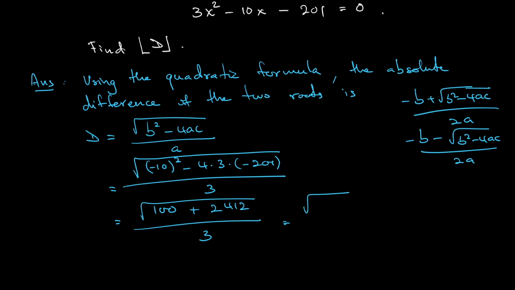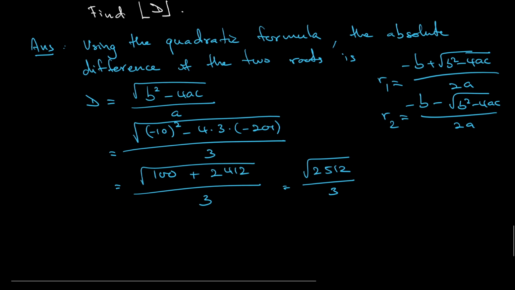Square root of, let me just write in front. Okay, this is the first root just in case. Okay, this is the second root, and then you just take r1 minus r2 basically. And then here you will get square root of 2512 divided by 3. Right, so since 2512 is not a perfect square, you need to do some approximation to it, and that's the reason why the question asks for the integer part of D.